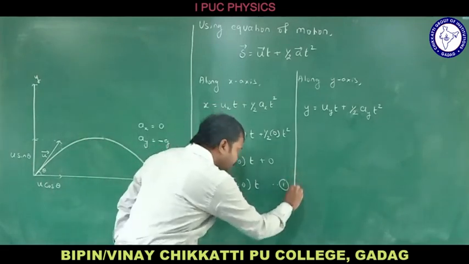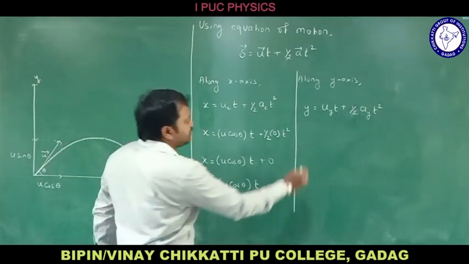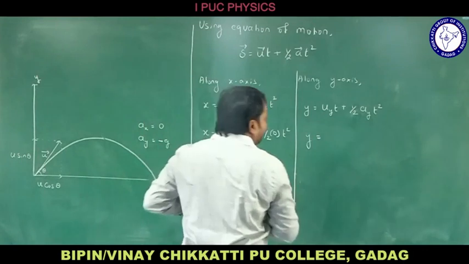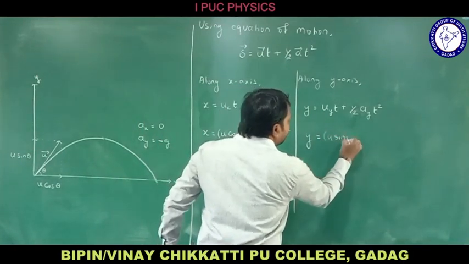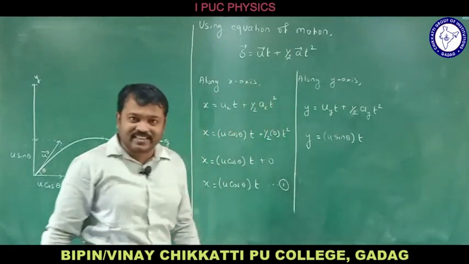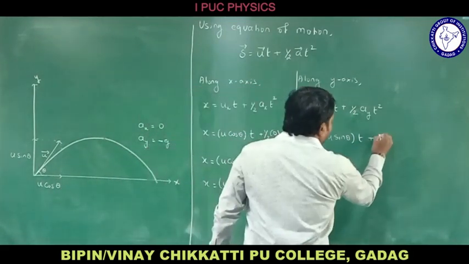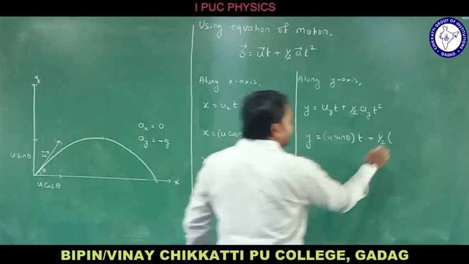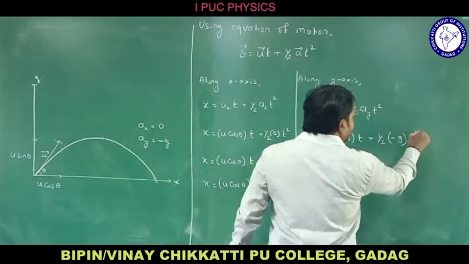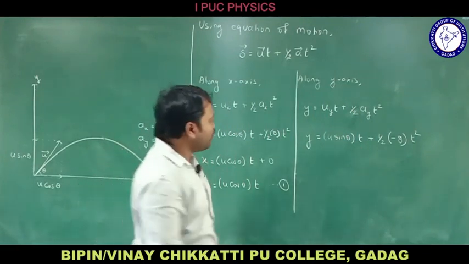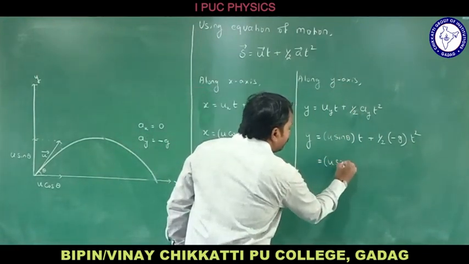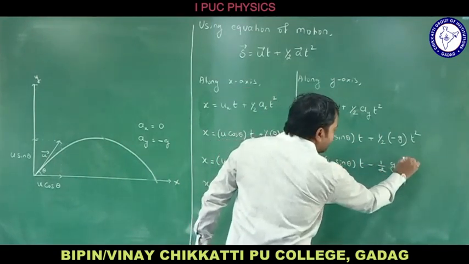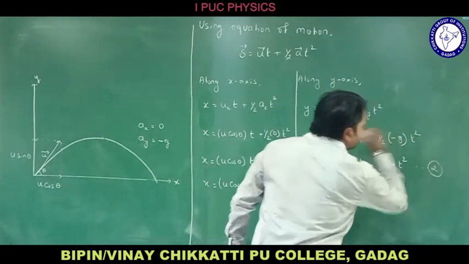Okay, now in a similar manner, let me take the second one. Y equal to, what is u along y axis? U sine theta, and that is t. Okay, plus 1 by 2. What is a along y axis? Minus g. So I will be taking it as minus g, and this is t square. What do I get here? That will be y equal to u sine theta into t plus into minus, minus half g t square. And this will become equation number 2.